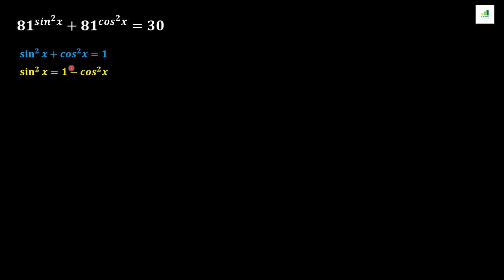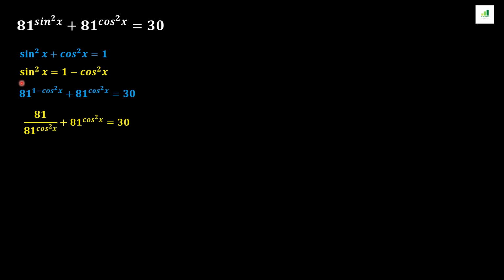And we should insert the value of sin square x inside this expression, and we will get 81 to the power 1 minus cos square x, because we replace this sin square x with 1 minus cos square x, and the other part of the equation will remain the same, which is plus 81 to the power cos square x is equal to 30.